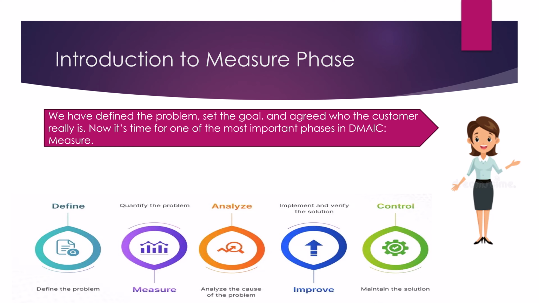Welcome back to our Six Sigma series. In the previous video, we explored the define phase, identifying the problem and setting clear goals. Now it's time to move to the next step, measure, where we convert our problem into data. Remember, if you can't measure, you can't improve it.